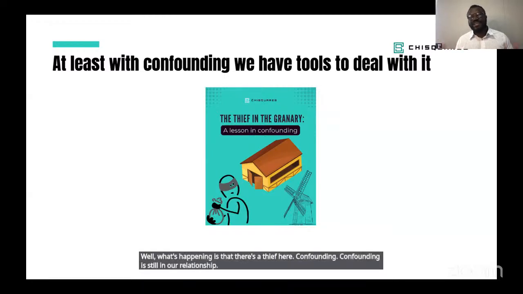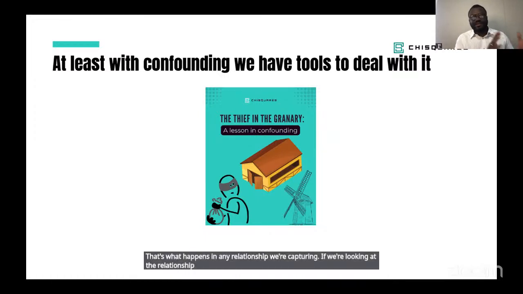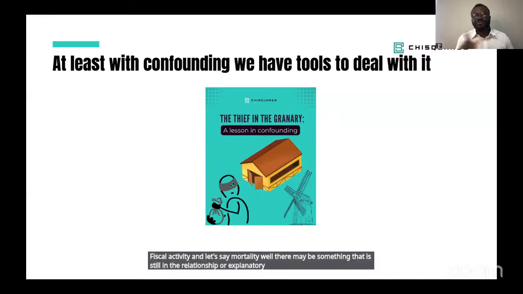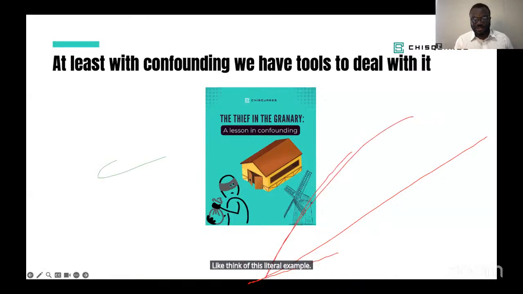That's what happens in any relationship we're capturing. If we're looking at the relationship between, let's say, physical activity and mortality, well, there may be something that is stealing the relationship or explanatory power between those two variables. And in the case of confounding, there are things we can do about it. Like, think of this literal example. We can secure the doors.